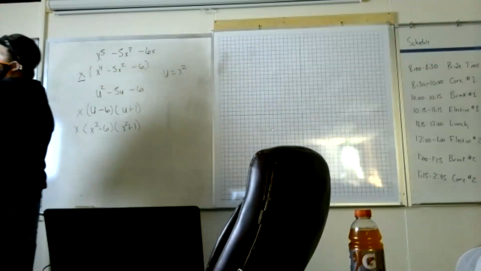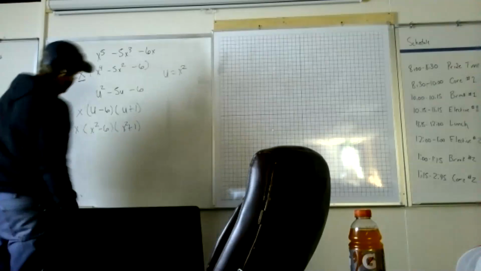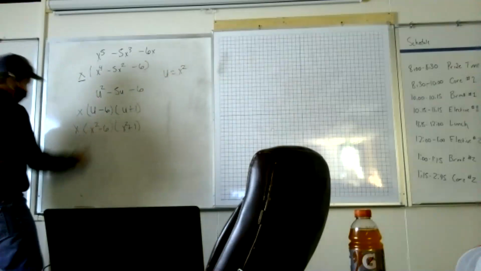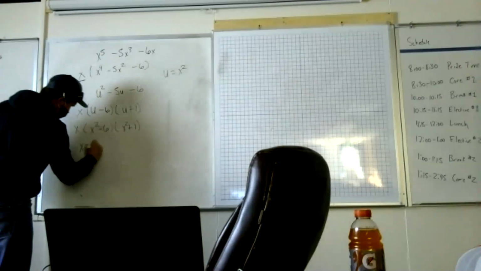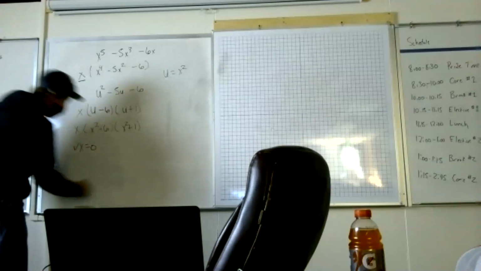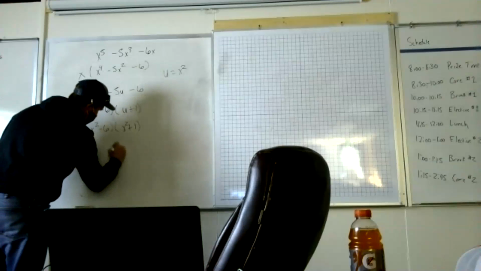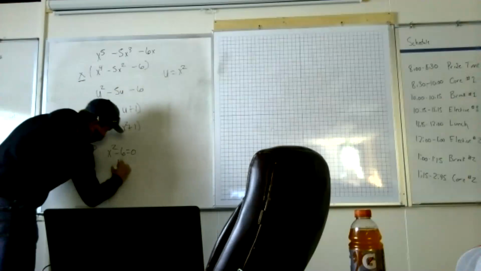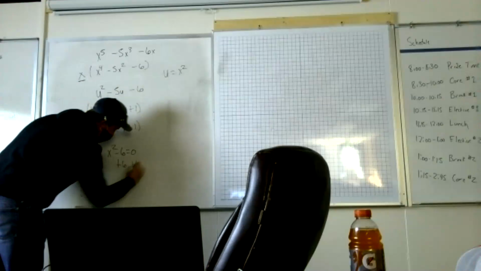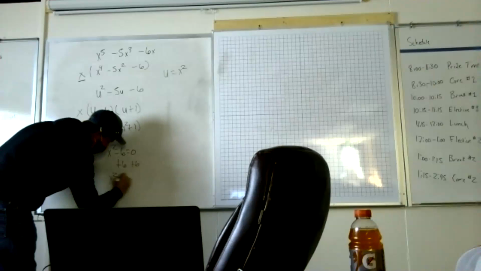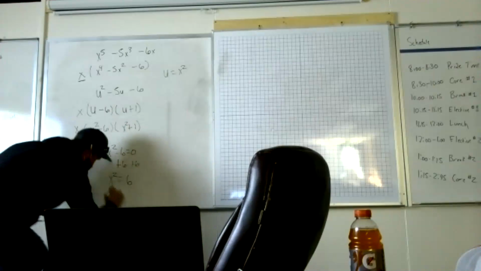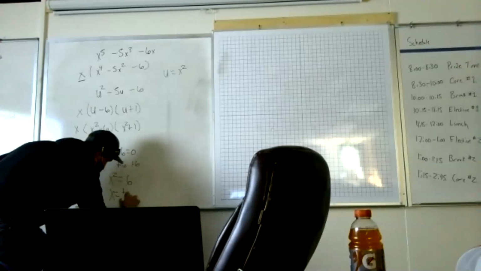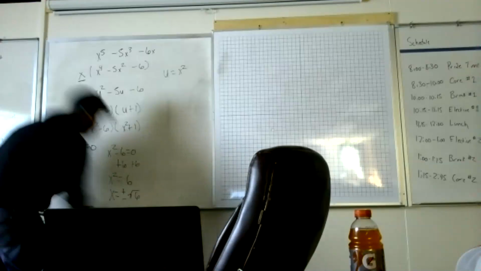Okay. Then we set each of these equal to 0. So x is equal to 0 is going to be one of our zeros. x squared minus 6 set equal to 0, and we're solving for x. So add 6 to both sides, that gives you x squared is equal to 6. So x is equal to plus or minus the square root of 6.